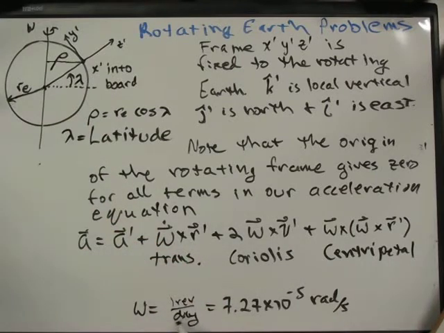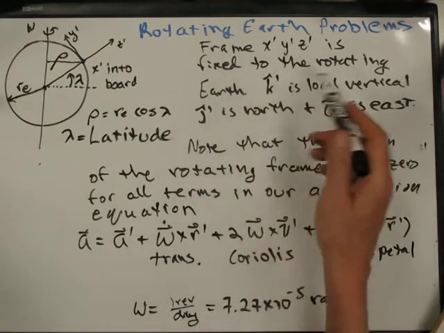I wrote down that the angular velocity omega is 1 revolution per day. That comes out to, we did this in general physics 1, 7.27 times 10 to the minus 5th radians per second, if you divide 2 pi radians by 86,400 seconds.